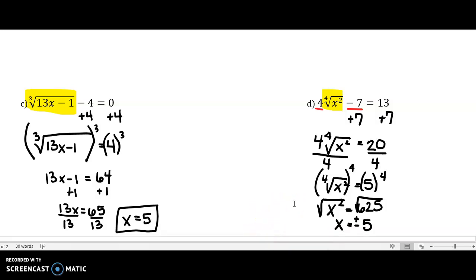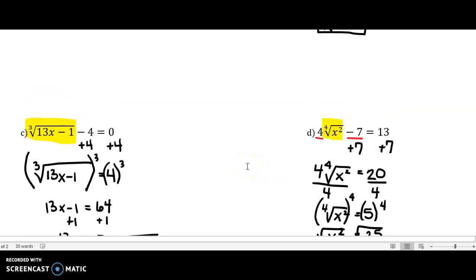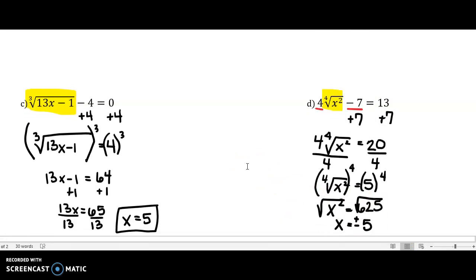Okay, so hopefully today you learned how to solve an equation with radical expressions. Just remember that you have to isolate the radical and undo it by raising it to the same power as the index. All right, hope you guys are having a great week.